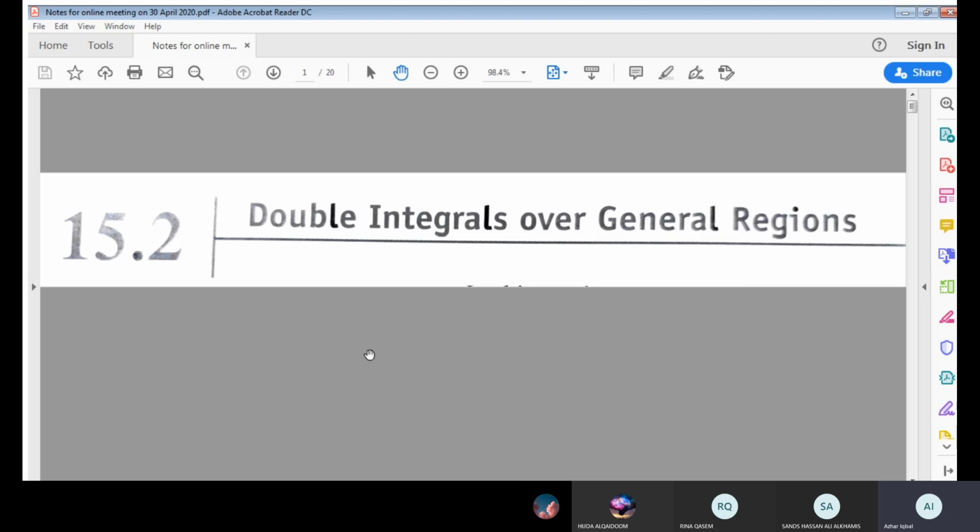Okay, so today we are looking at section 15.2, which is about double integrals over general regions. If you remember from the last lecture, the region we looked into was a rectangular region. So that was the double integrals over rectangular regions. And here the region can be different from rectangular. So it's a more generic region we are looking into, over which we are considering the double integrals.